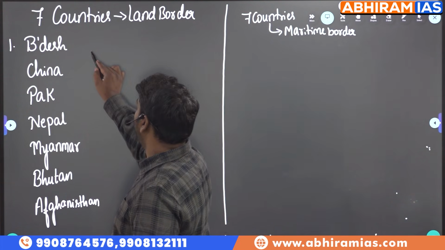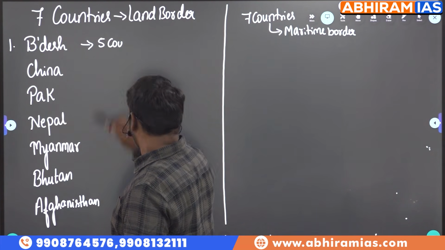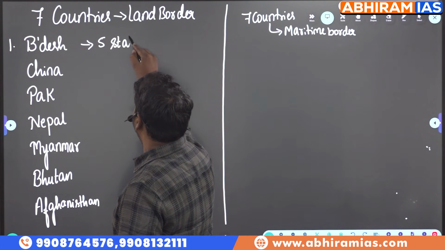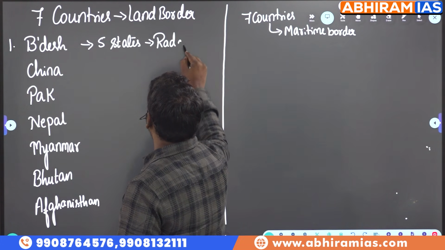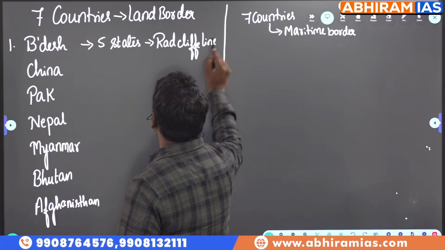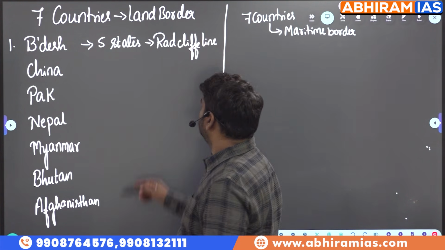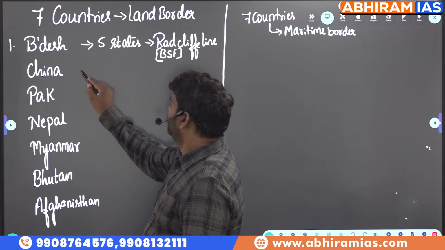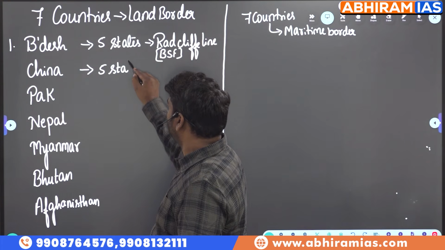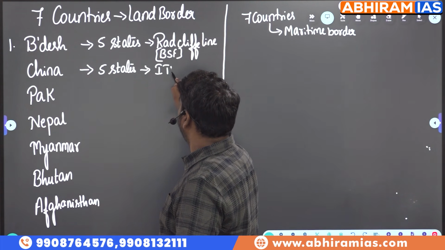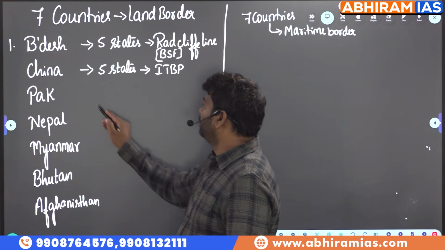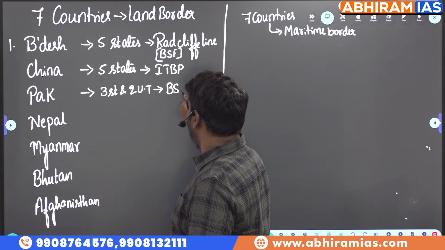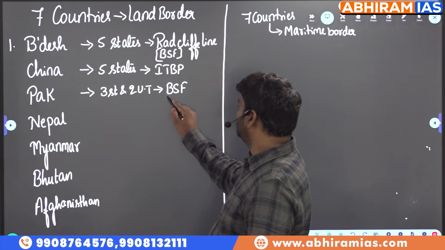Okay, now if we take Bangladesh, 5 states of India has border. Radcliffe line separates. Which is the organization which is present? BSF, Border Security Force. With China, again, we will have 5 states or 4 states and 1 union territory. Who is going to take guard? ITBP. With Pakistan, we have 3 states and 2 union territories. Again, BSF comes into picture. And this is also Radcliffe line.